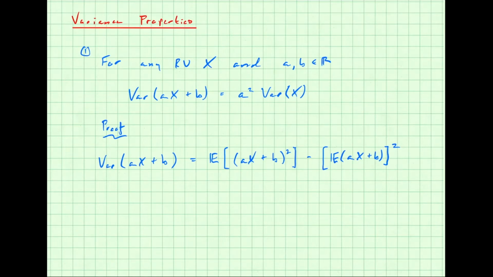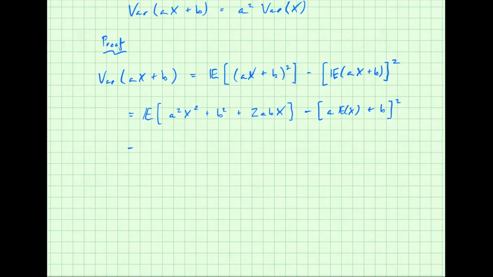And now we just expand these two. The one on the left becomes the expected value of a squared x squared plus b squared plus 2abx, and then minus the square of a times the expected value of x plus b. That's just evaluating the expected value inside of there.